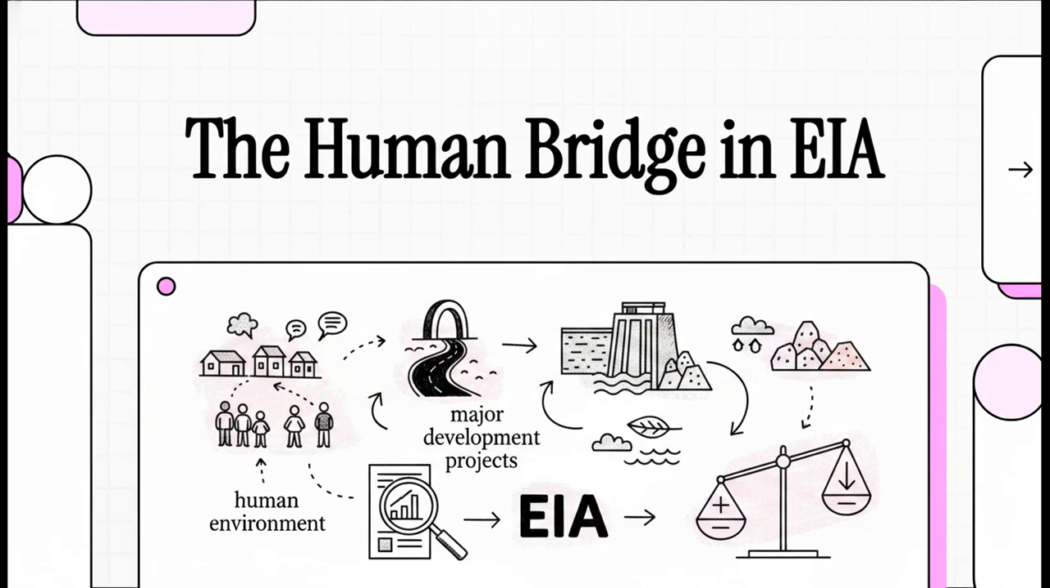All right, let's dive right into this explainer. Whenever we hear about a massive new highway, a giant dam, or a huge mining operation, our immediate focus usually goes straight to the physical environment. We think about the air, the water, the wildlife, but what about the human environment? Today, we are going to completely unpack the rigorous, legally mandated science of socioeconomic studies within environmental impact assessments, or EIAs for short. It's a fascinating look at how we measure the true human cost and benefit of major development.